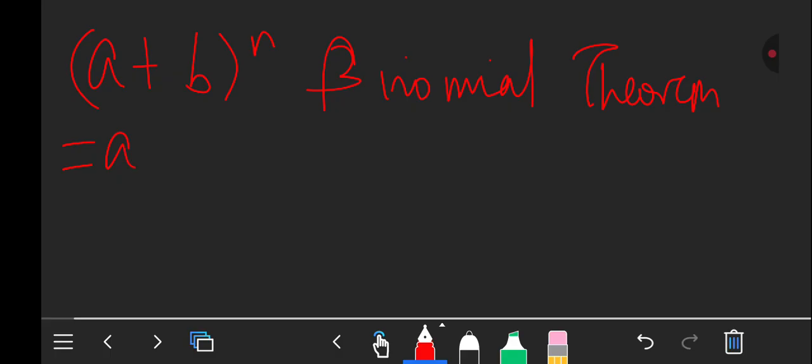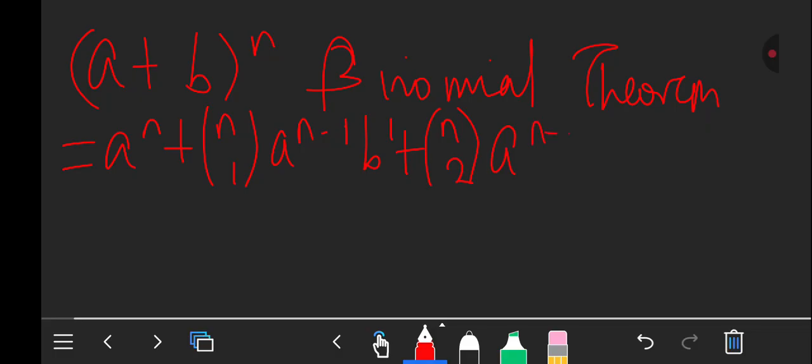This is equal to a to the power n plus n combination 1. The a always decreases, so a to the power n minus 1, it always decreases in power. Then b always increases, so b to the power 1, plus again n combination 2, a to the power n minus 2, b to the power 2, plus just like that n combination 3, a to the power n minus 3, b to the power 3.